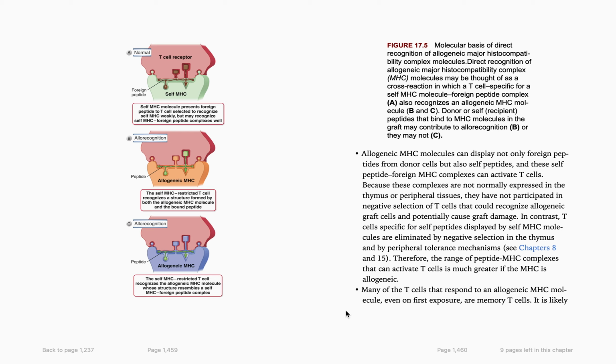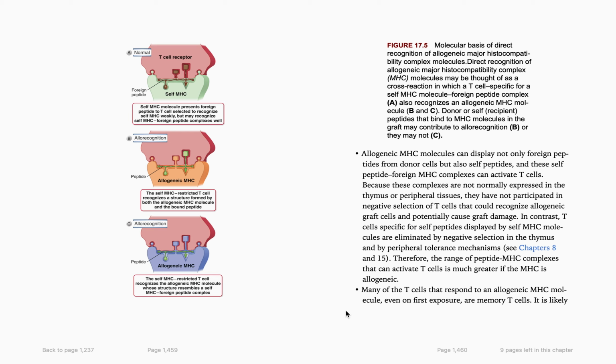Allogenic MHC molecule can display not only foreign peptides from donor cells but also self-peptide, and this self-peptide foreign MHC complex can activate T cells. Because these complexes are not normally expressed in thymus or peripheral tissue, they have not participated in negative selection of T cells that could recognize allogenic graft cells and potentially cause graft damage. In contrast, T cells specific for self-peptide displayed by self-MHC molecules are eliminated by negative selection in thymus and by peripheral tolerance mechanisms. Therefore, the range of peptide MHC complexes that can activate T cells is much greater if the MHC is allogenic.